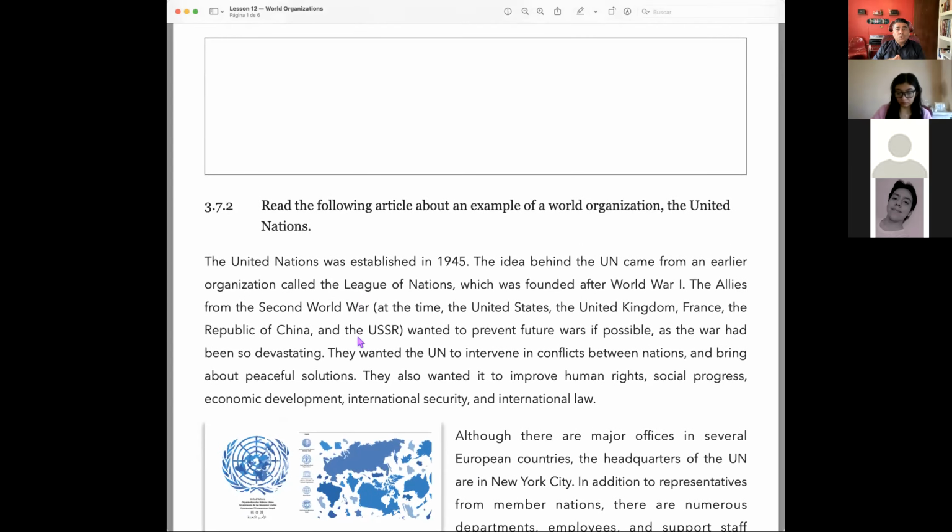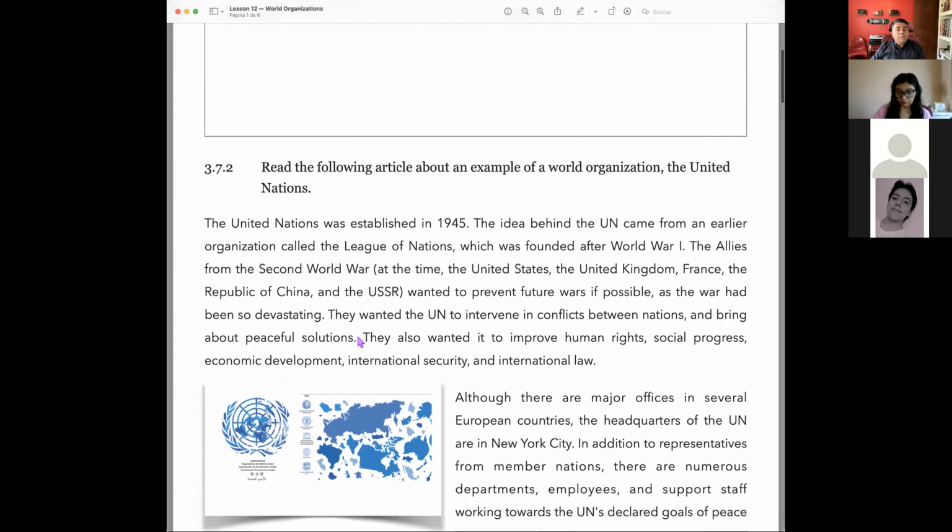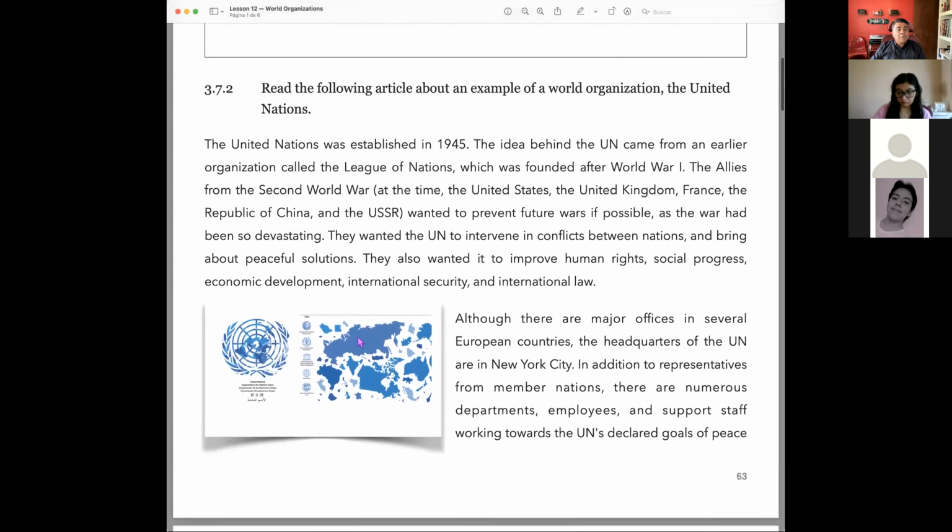there's a short description of the United Nations, right? And it explains why it was formed, what its main duties are, where it is located, and also what kind of activities they do around the world.